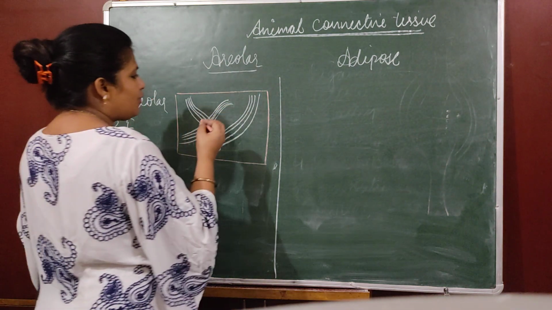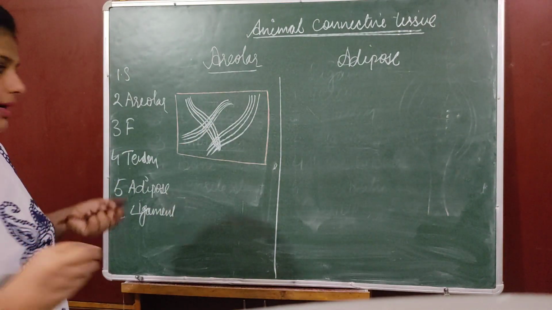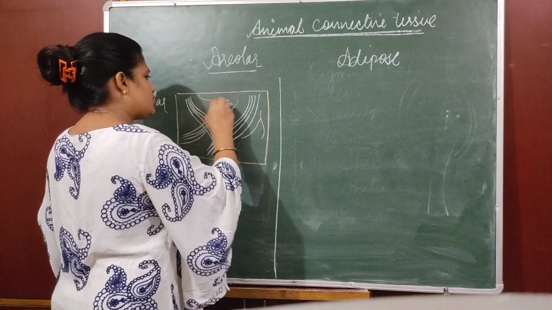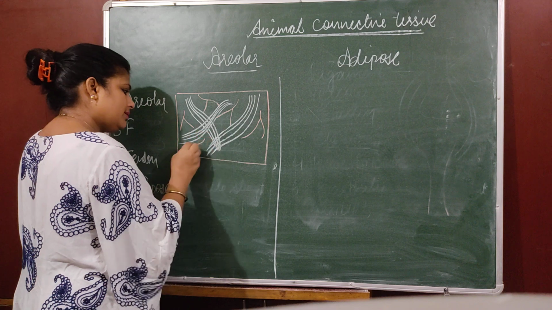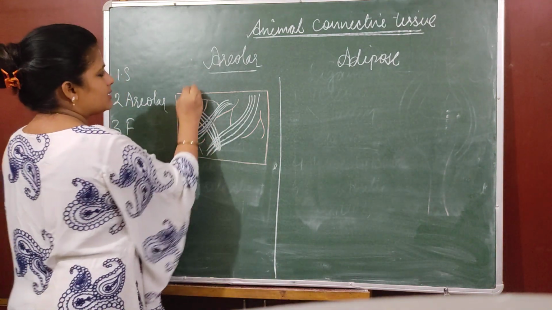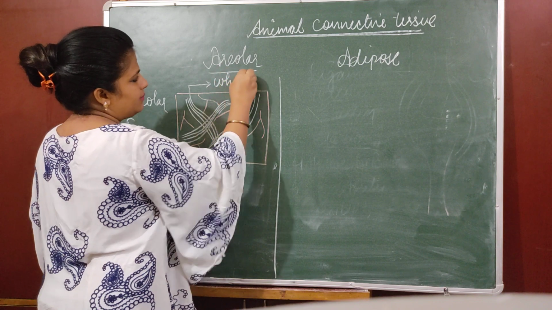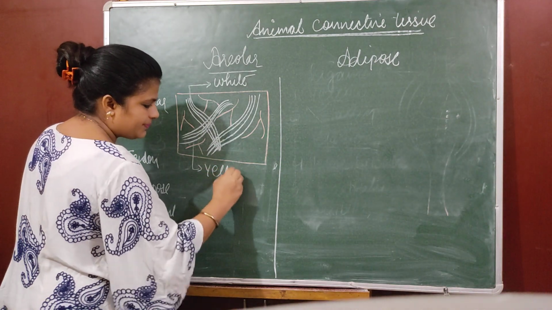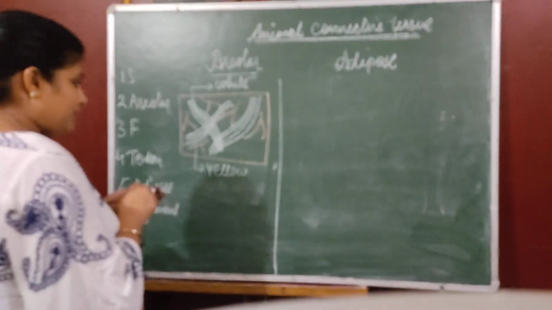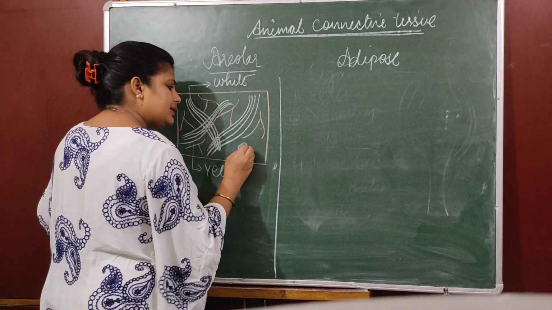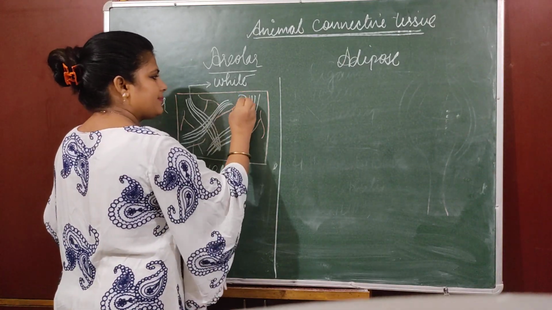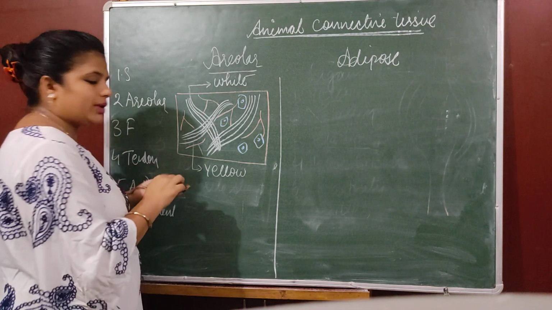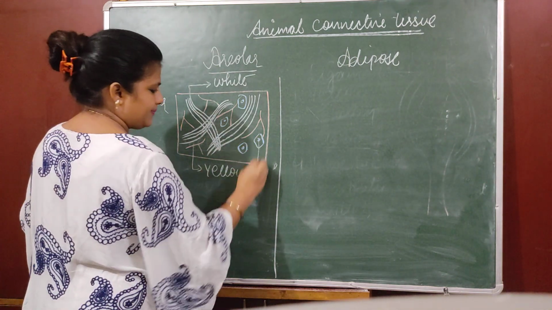Now yellow fiber is always single and they are branched. So this is a yellow fiber. I don't have yellow chalk, so I have drawn here with pink color. So this one is white fiber made up of collagen, and this one is yellow fiber which is made up of elastin. Plus they have some cells, and these cells are areolar cells. Moreover, there are 3-4 different kinds of cells, but I am drawing only one kind of cell, that is areolar cell.